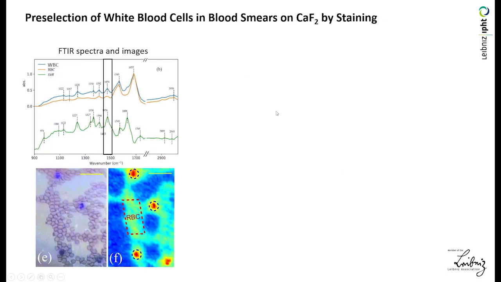Now back to the main topic of the presentation, the blood smears. In transmission, you see again here, after staining, red blood cells and the stained nuclei of the white blood cells. If you compare the spectra of a white blood cell and a red blood cell, there are certain differences. If you collect a difference spectrum, you see elevated spectral contributions in white blood cells.